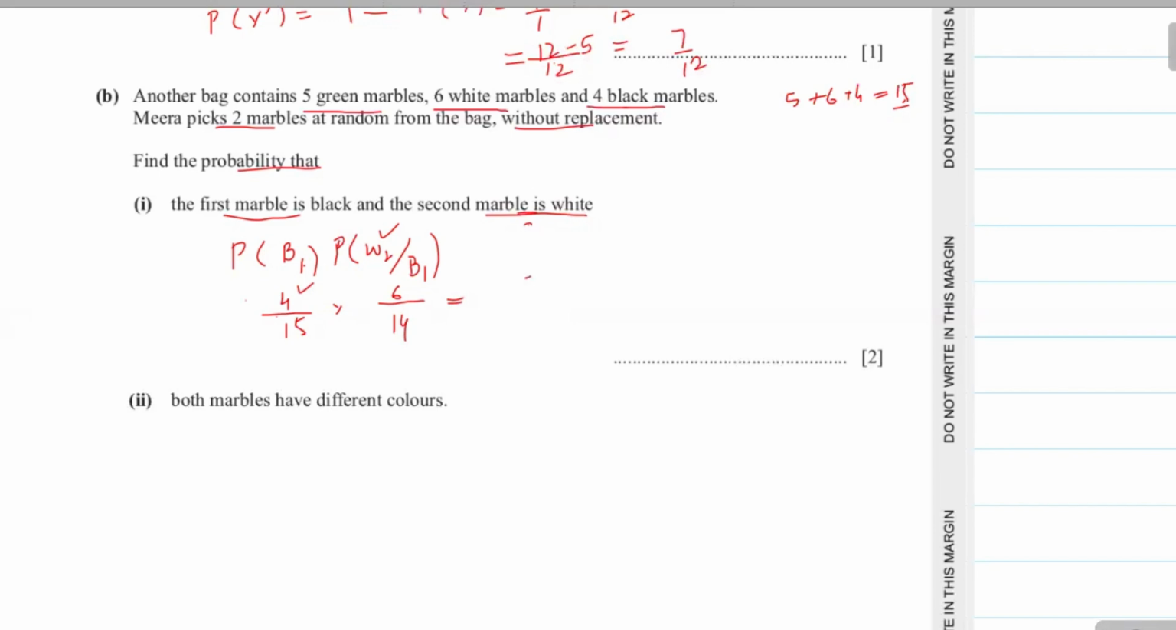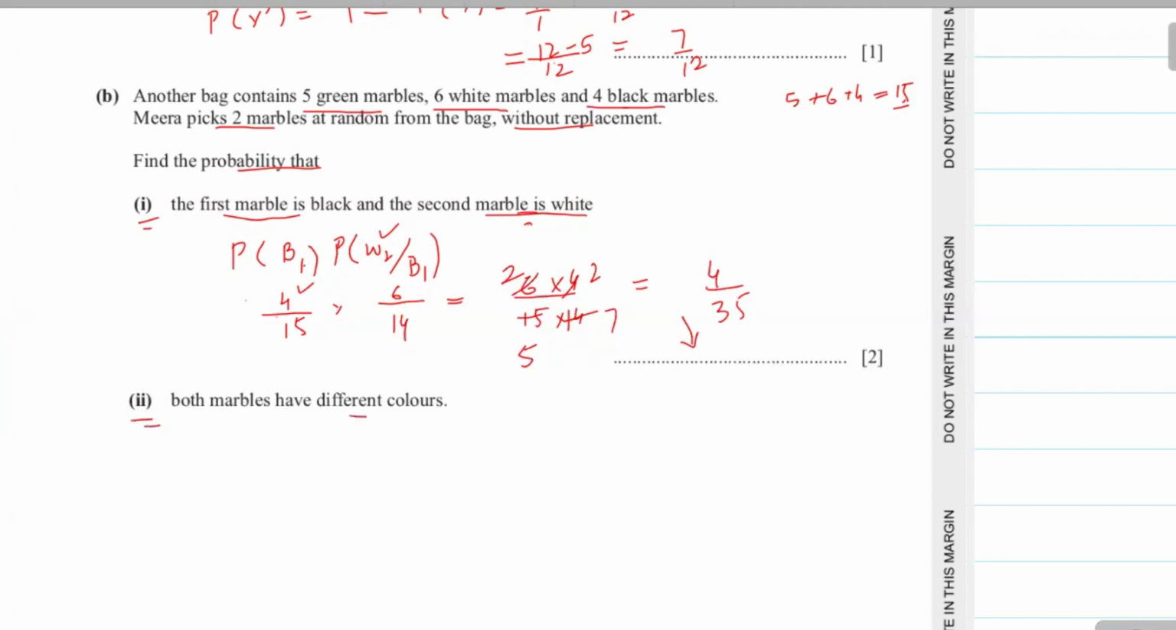6 times 4 over 15 times 14, and we can simplify this. 2 times 2 is 4, 2 times 7 is 14, 3 times 2 is 6, 3 times 5 is 15. We can write 4 over 35. This is the probability for the first part.